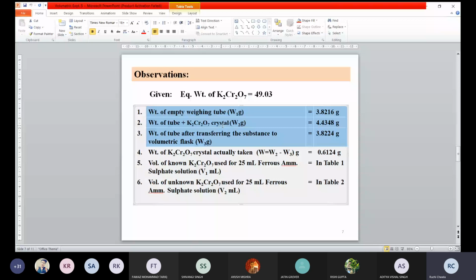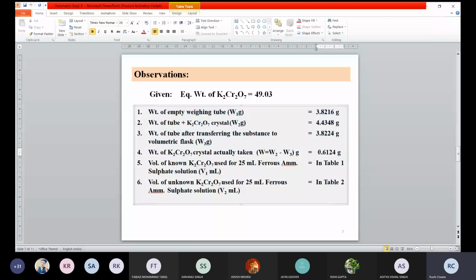So you will add that value to the initial value and you will weigh approximately that much amount. Then after transferring the substance, potassium dichromate, into the volumetric flask, again you will go for the third reading. The difference of W2 and W3 gives you the exact amount of potassium dichromate that has been transferred, or which has been used in making the known solution of potassium dichromate.